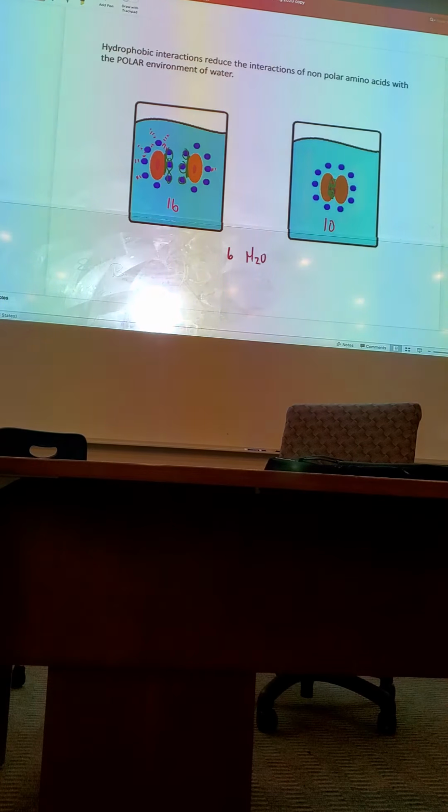This is called the hydrophobic effect. It's not truly a force at all, right? It's just a reduction in free energy, which all organisms are trying to achieve.